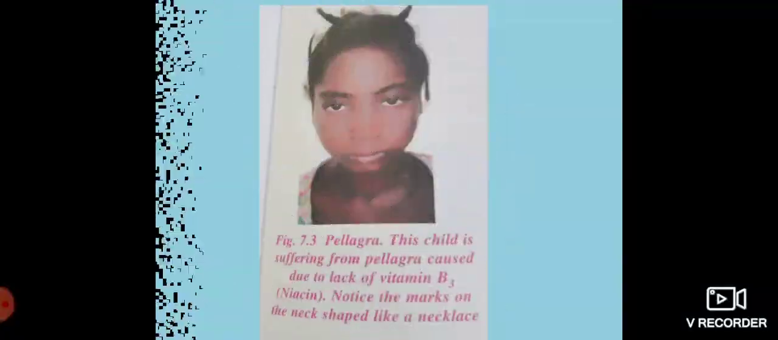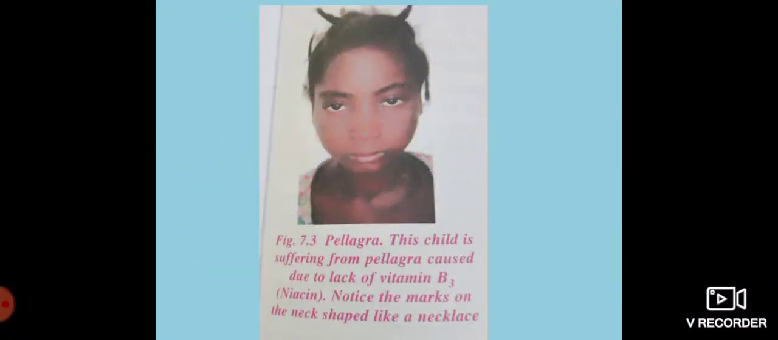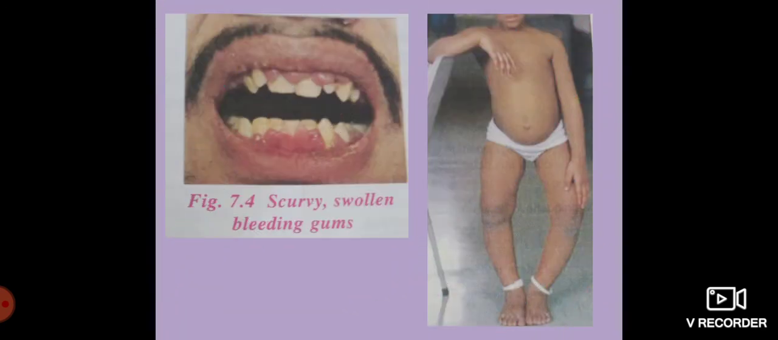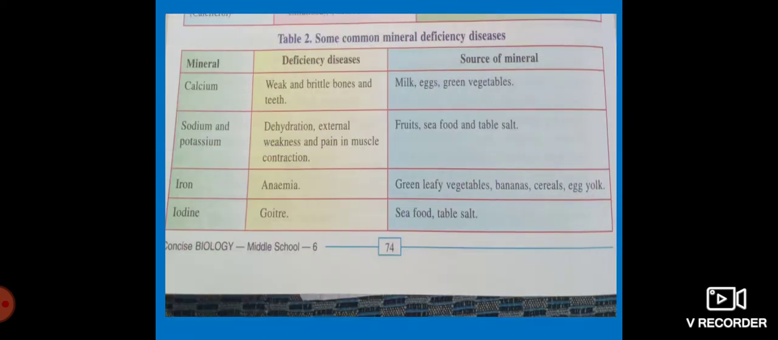And next is mineral deficiency diseases. Our human body needs some minerals for the growth of our body. Okay, so our body requires different mineral salts. If the body does not have a sufficient quantity of these minerals, it leads to disease. Which are the minerals needed by our body?